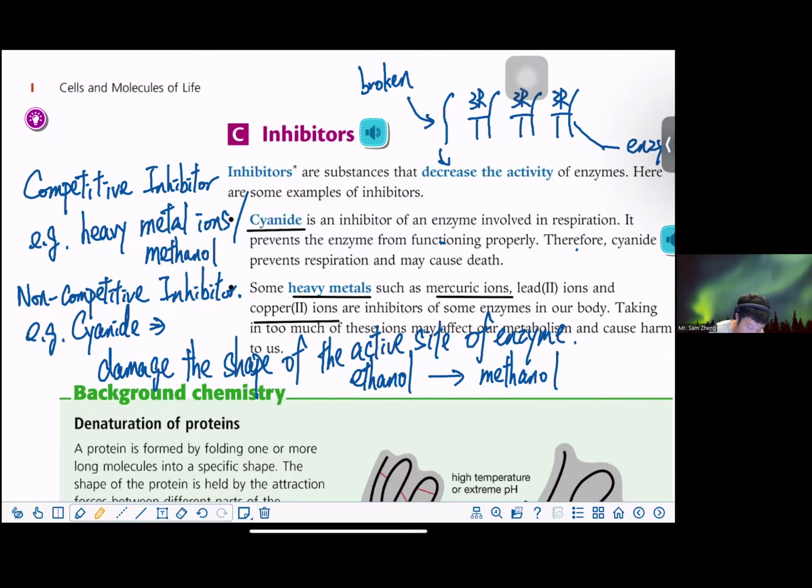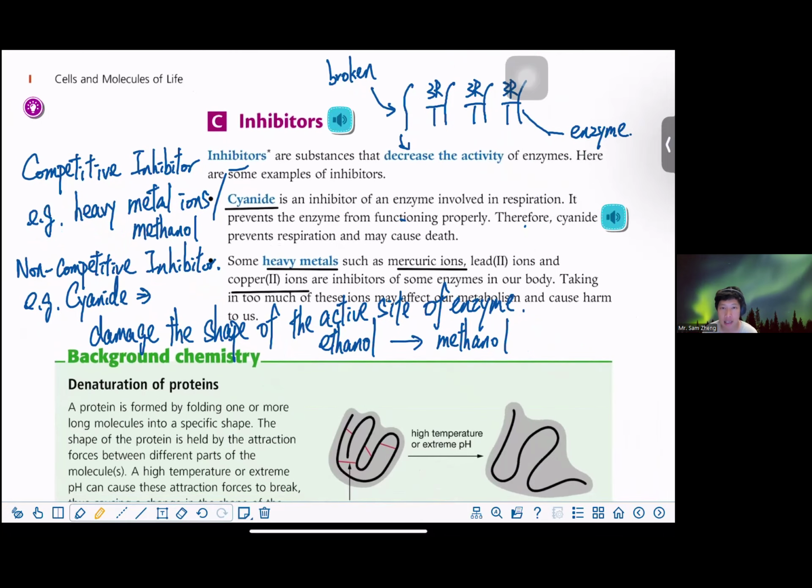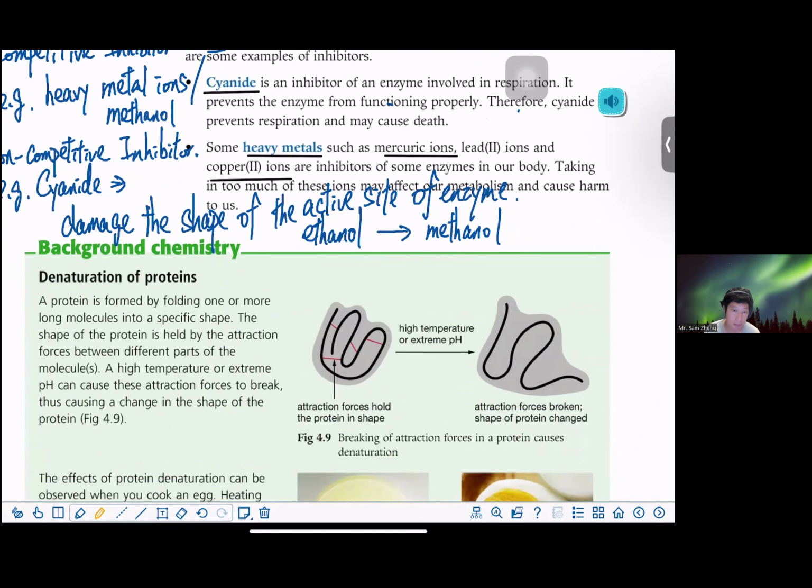So in the examination, we won't ask you the terms competitive inhibitor and non-competitive inhibitor, but we will only ask you about the inhibitor. But I just want to explain to you what inhibitor means. So this is just a brief idea related to what we call the inhibitor.